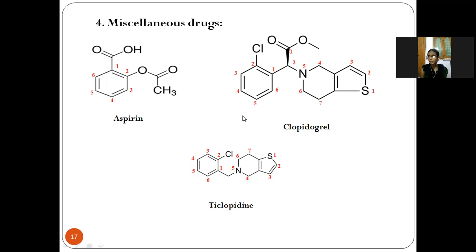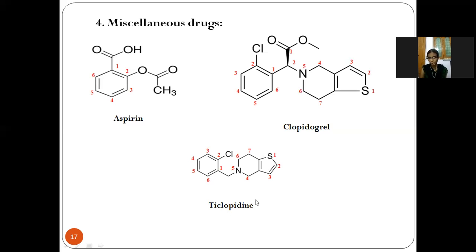I will explain it again. So this is the structure of the thiopyridine. See here, this is the structure of the thiopyridine. And here an acetyl group is attached. See here the acetyl group, and here one methyl group, and here a 2-chlorophenyl group is attached. Next, ticlopidine.